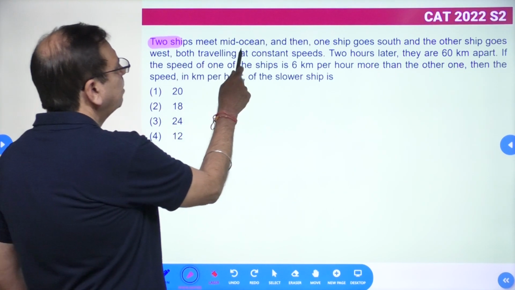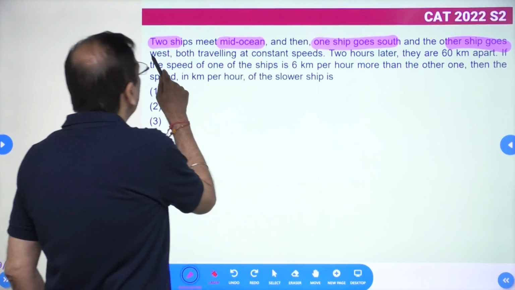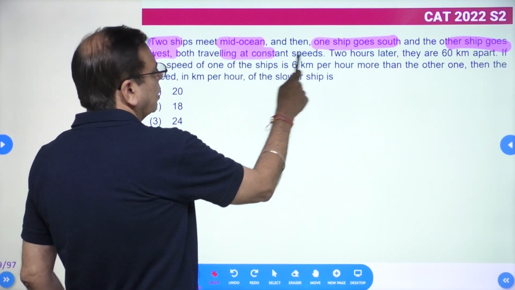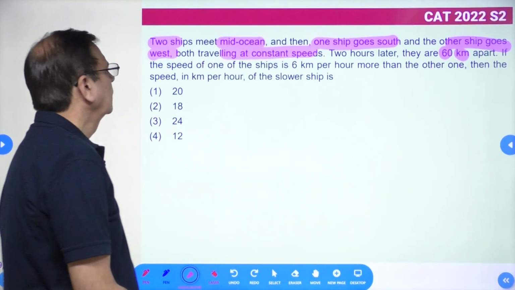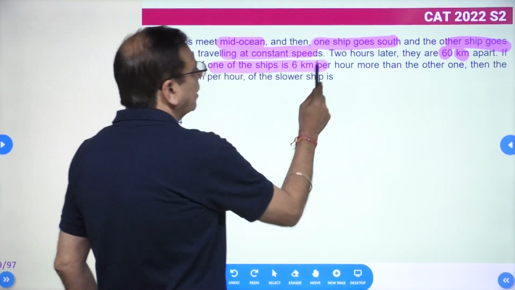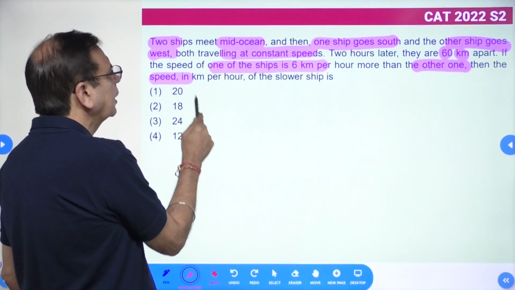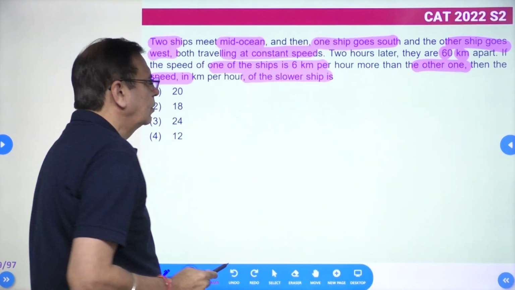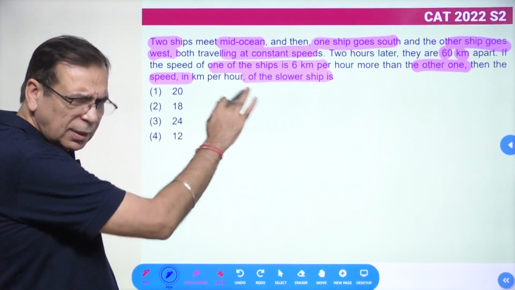Two ships meet mid-ocean and then one ship goes south and the other ship goes west. Both traveling at constant speeds. 2 hours later, they are 60 kilometers apart. If the speed of one of the ships is 6 kilometers per hour more than the other one, then the speed in kilometers per hour of the slower ship निकालनी है हमको.